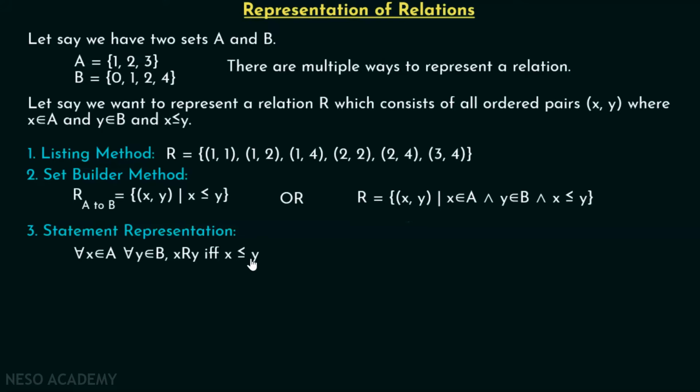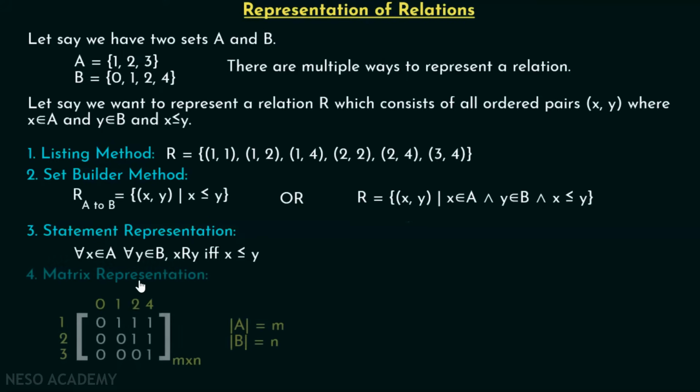Simple, right? Now the fourth representation that I want to discuss is matrix representation. This is quite a simple representation, and sometimes it helps us in finding the solution of questions easily. This is how we can represent relation R. Let us suppose the cardinality of A is M and the cardinality of B is N. That means we have M elements in set A and N elements in set B. Then we can easily create a matrix of size M cross N, with M rows and N columns.